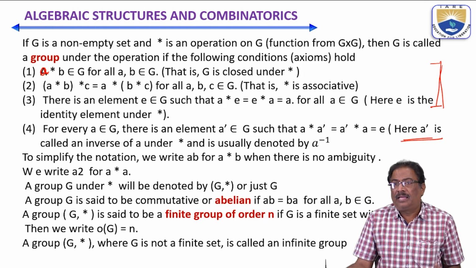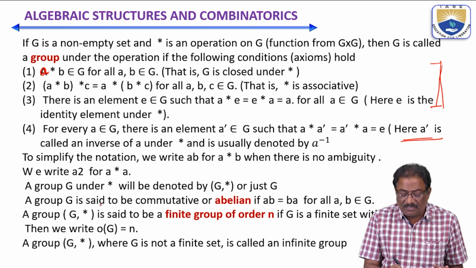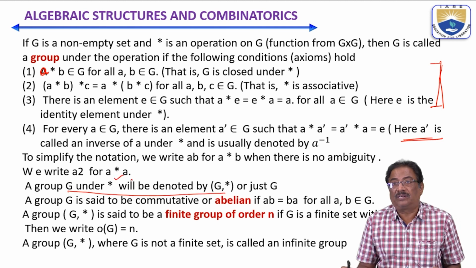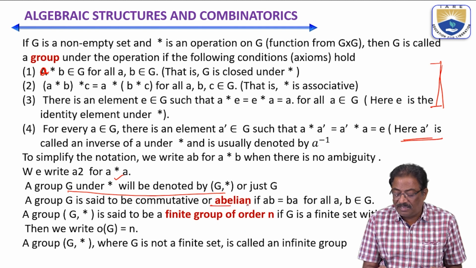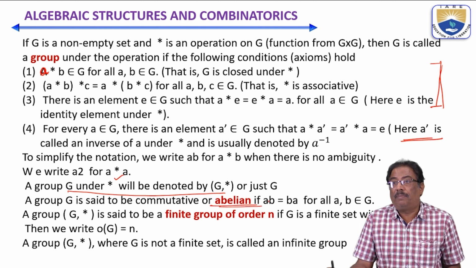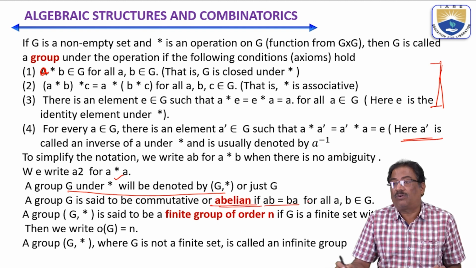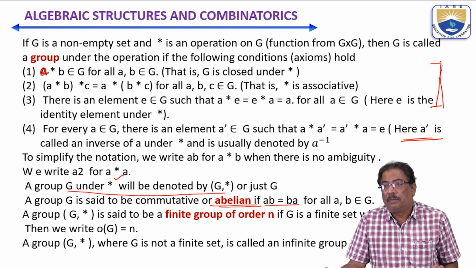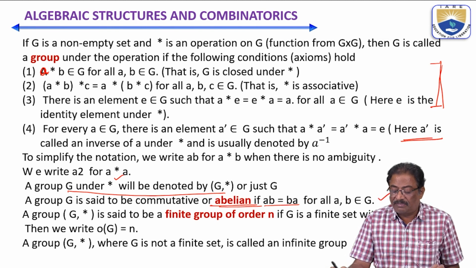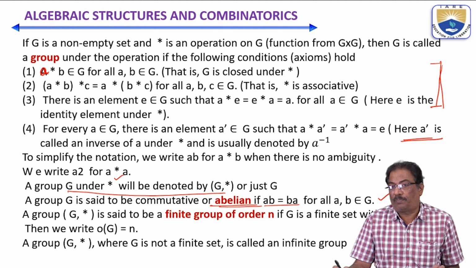So additionally, for the group, if G is commutative under the binary operation, then we can say that it is an abelian group. That is, AB is equal to BA. Then we can say that G is an abelian group.